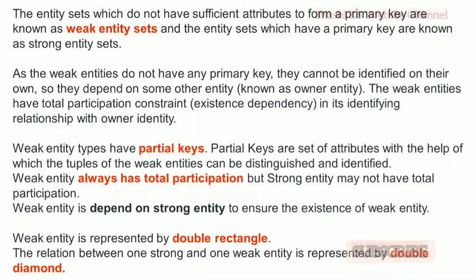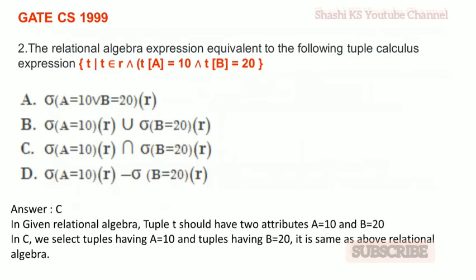And a weak entity set is nothing but an entity set which does not have sufficient attributes to form a primary key. And weak entity types have partial keys and they always have total participation. And it is represented by a double rectangle, whereas the relationship between one strong and one weak entity is represented by using double diamond. The next question is the relational algebra expression equivalent to the following tuple calculus expression.